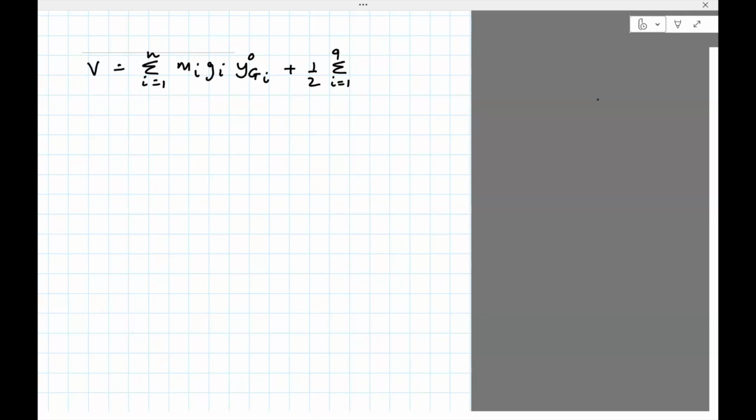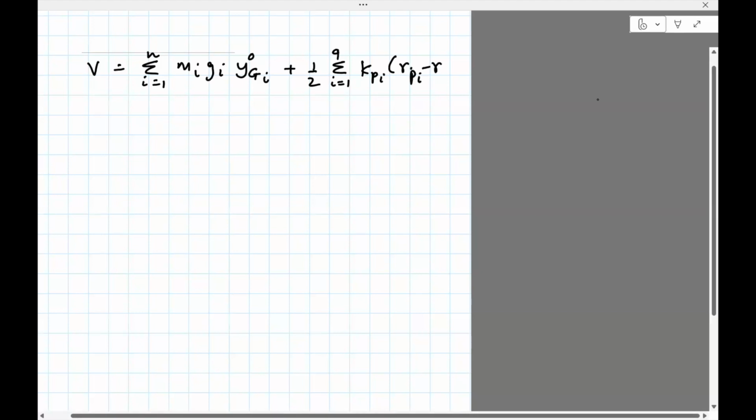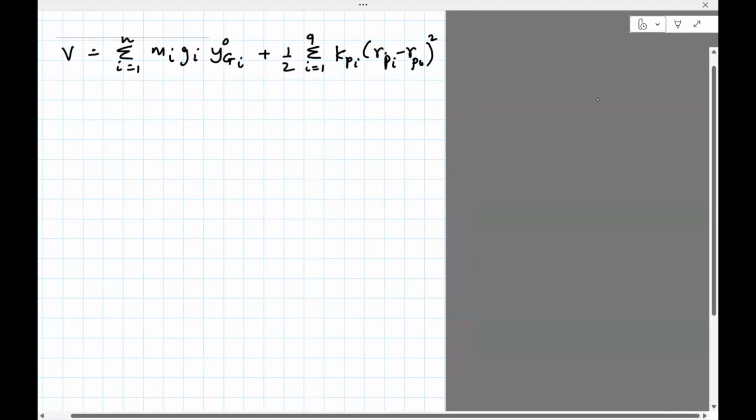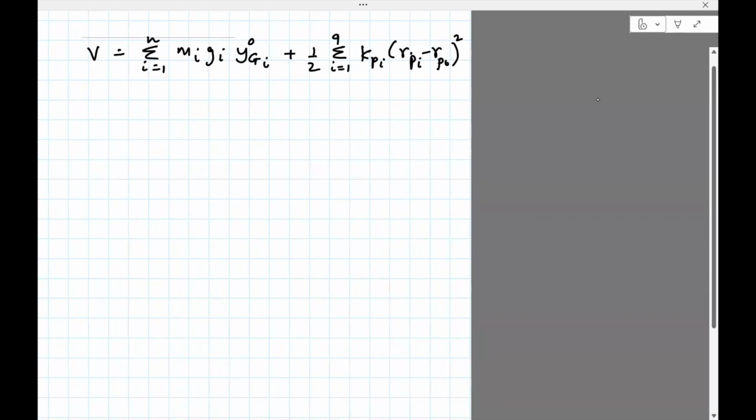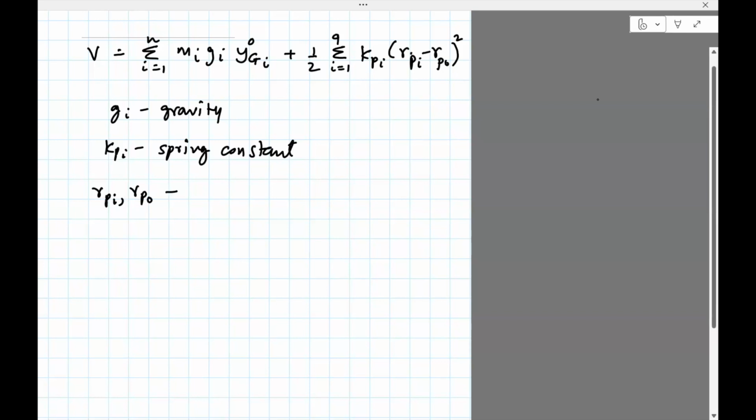So this is going to be K_pi times (R_pi minus R_p0) squared. So R_p0 is the rest length and R_pi is the actual length. So G_i is gravity, K_pi is the spring constant, R_pi and R_p0 are the spring length and the spring length in the rest configuration.